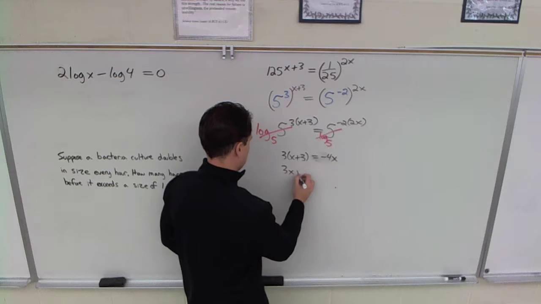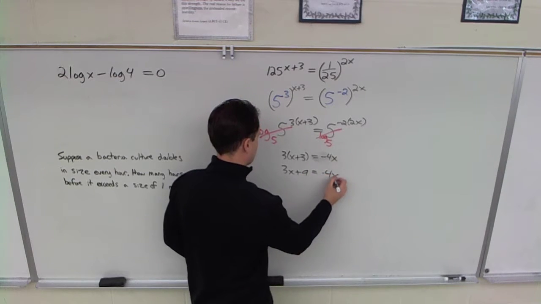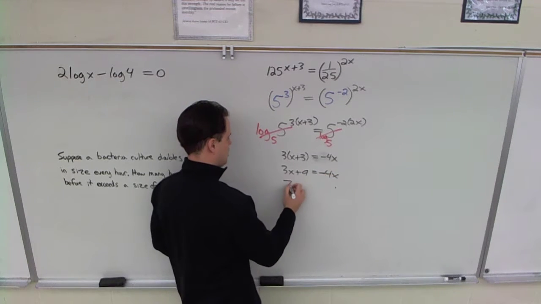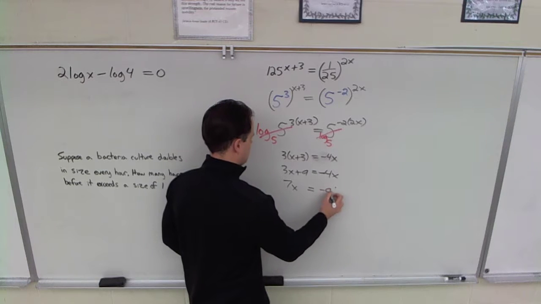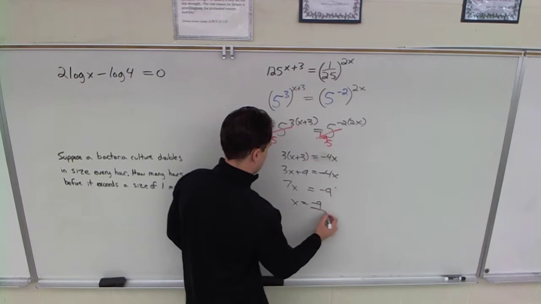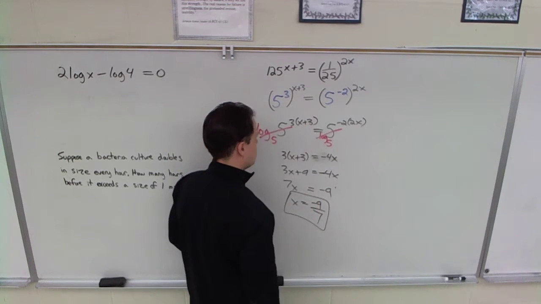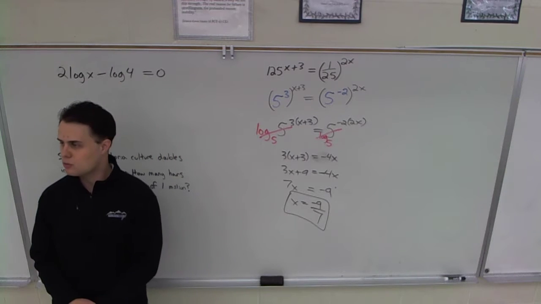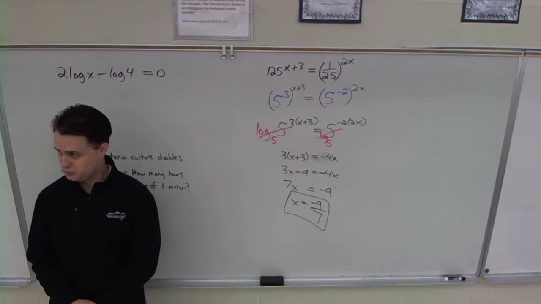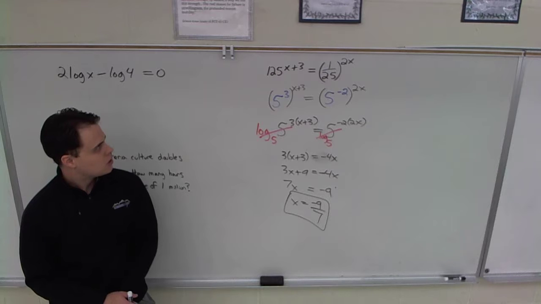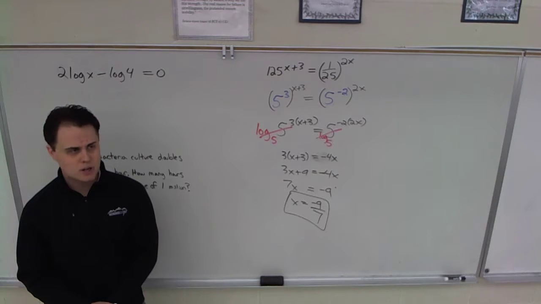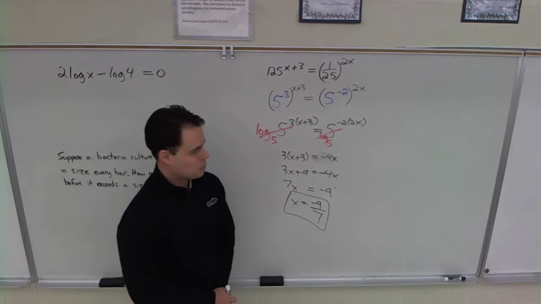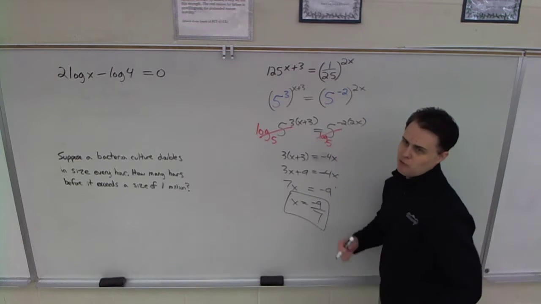So it's going to be 3x plus 9 equals negative 4x. Add this to this side, you get 7x. Subtract the 9. And x is negative 9/7. Okay? The other way to do it would have been to use logarithms. Let's do it that way. You could just ignore that fact right away.